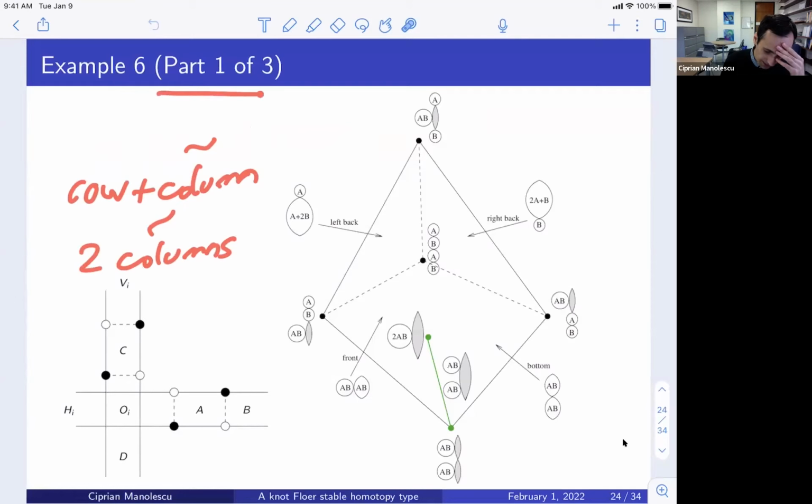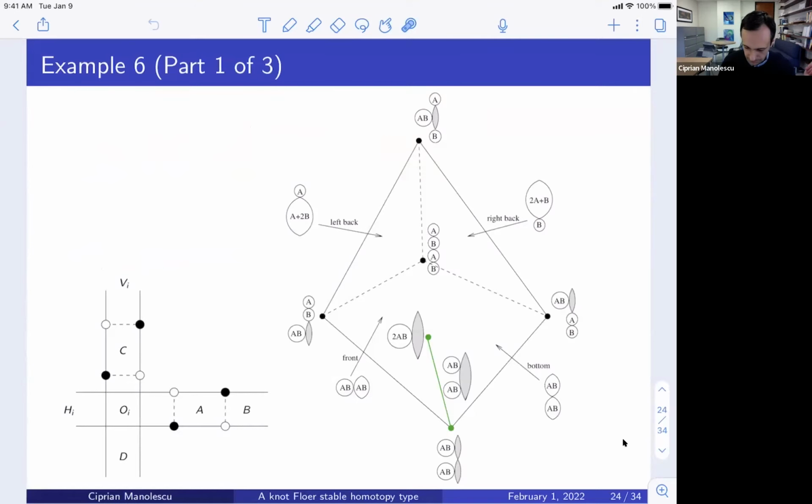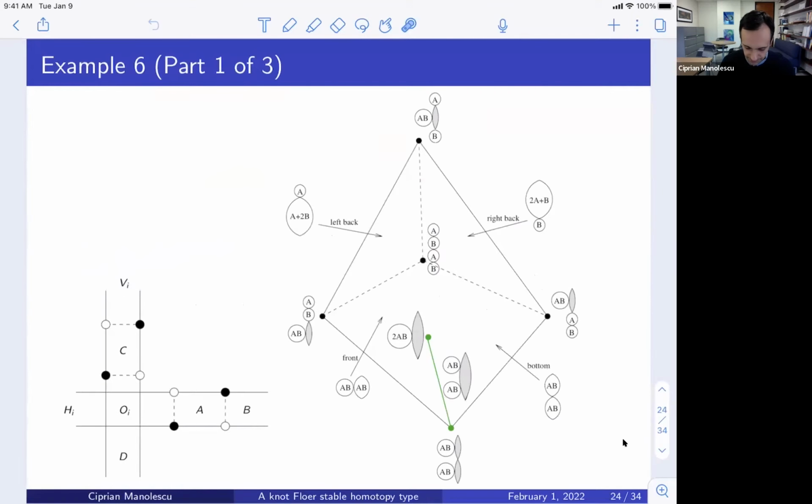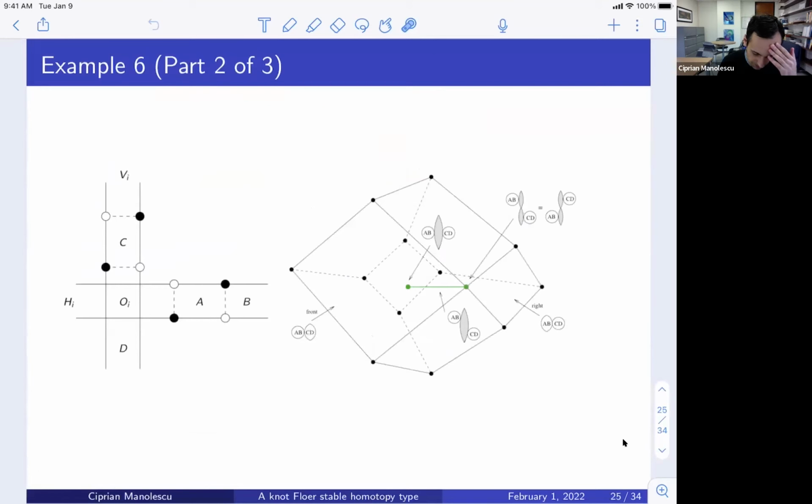So there are three parts of this. This is one part, and there's another part just like this corresponding to twice the column. And if you do one row plus one column, you get this thing, which is kind of interesting. This is the singularity. Basically you think of this face and this face pulled in and glued along this green line.